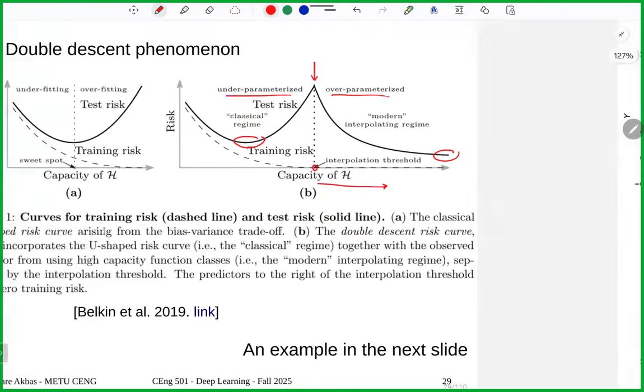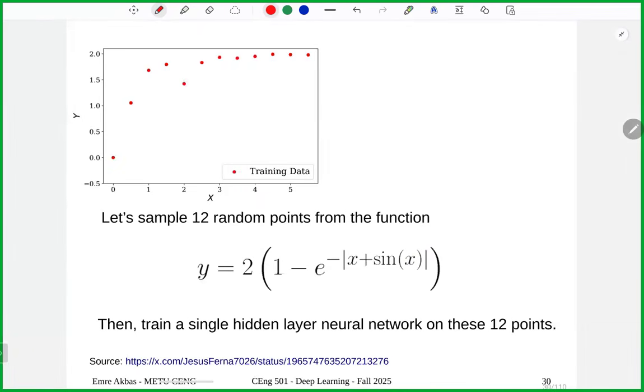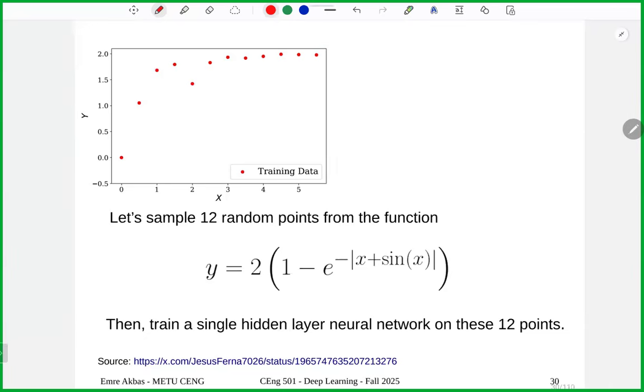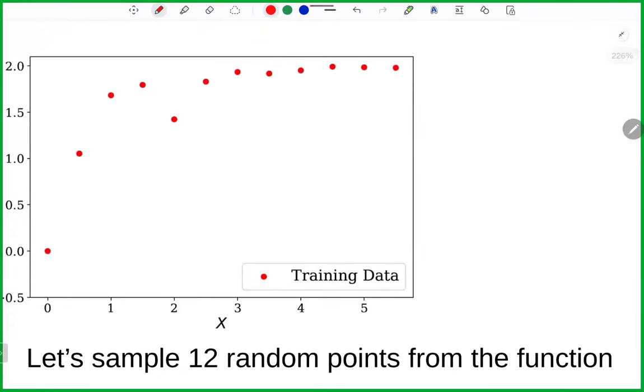I will show you an example, not even with deep models, but very simple, with a very simple model and a simple function. Well, the function is not simple, but look at this function. Y is 2 times something of x. Let's sample randomly 12 points from this function, and we get this data on the top left. These red points are our 12 random points from the function that is shown. The function is probably, I didn't plot it, but something like this, right? You can see the trend.